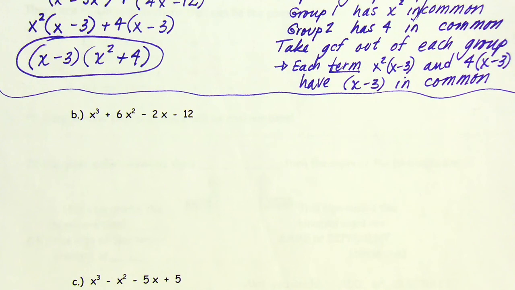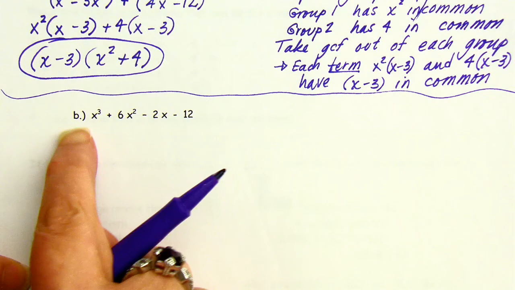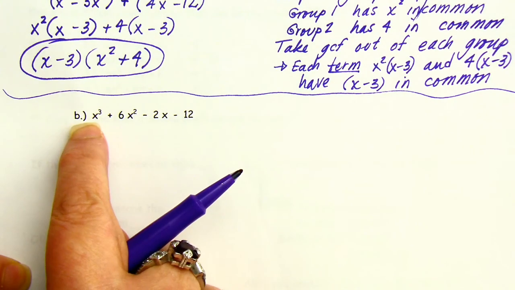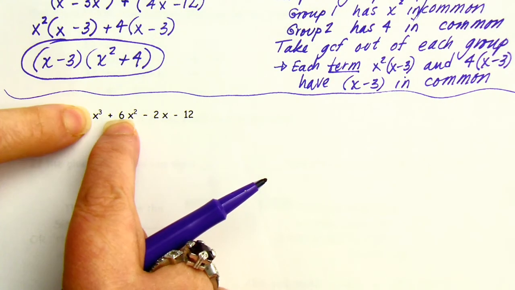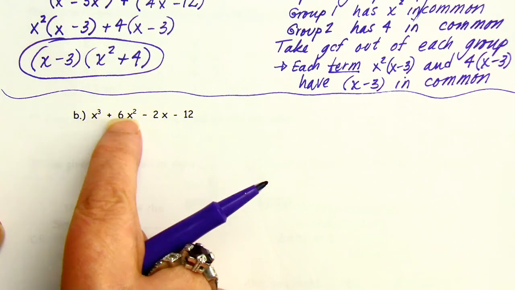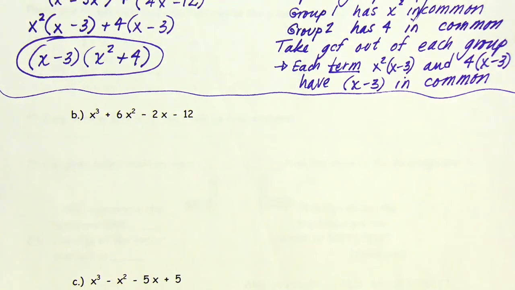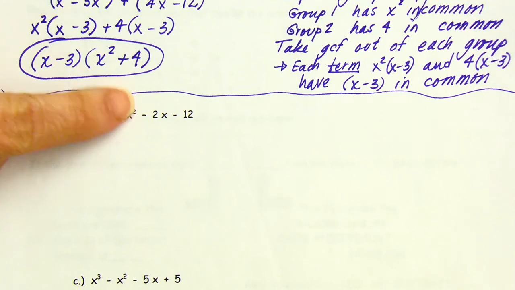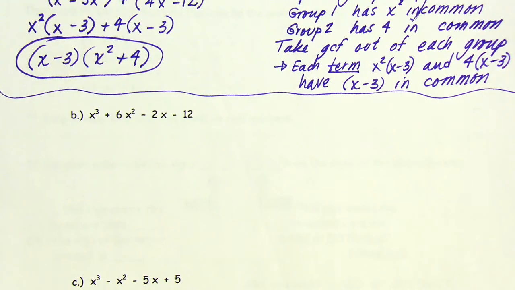All right, so I look at x cubed and I look at x squared and I'm like, oh yeah, this got 3 x's to give up. This has a 6, but that doesn't. But that's okay, because this one's got 2 x's. So I could take an x squared out of the first group. And I can take it's looking like a negative 2 out of the second group.